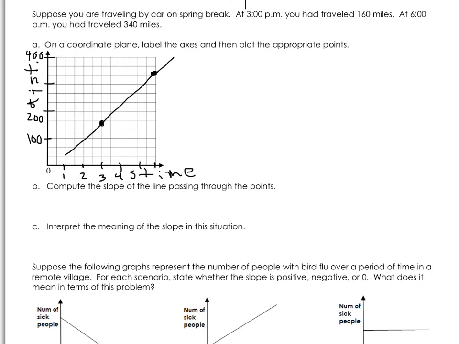Let's connect those 2 points with a line and compute their slope. I don't think I can do rise over run with this graph because these points are not exactly on the grid, so it's hard for me to count blocks. Let's use the formula. We have 2 points. We have the point (3, 160), and we also have the point (6, 340).